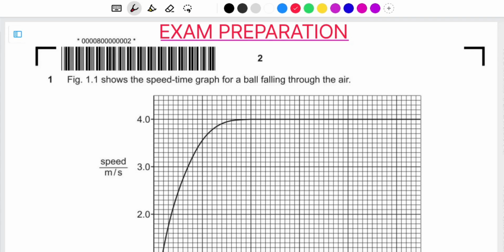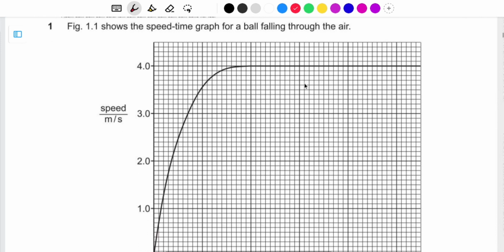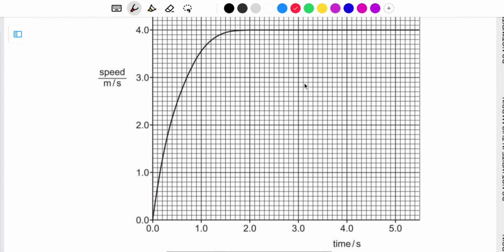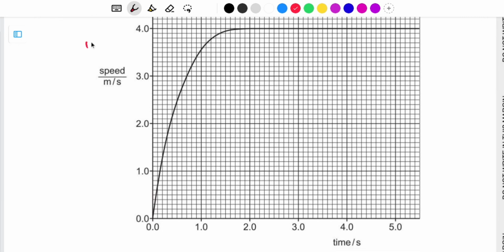Let's take a look at this question for the preparation of your exam. Figure 1.1 shows the speed-time graph for a ball falling through the air. We have speed on the y-axis and time on the x-axis. So we have seen the way this object was falling. Alright, so let's see the questions.